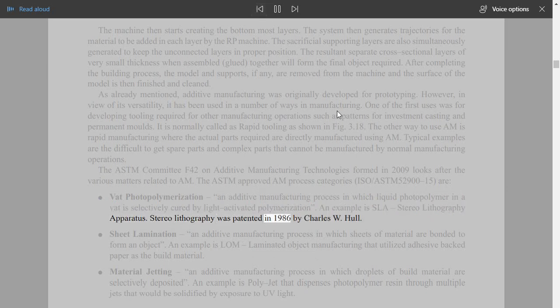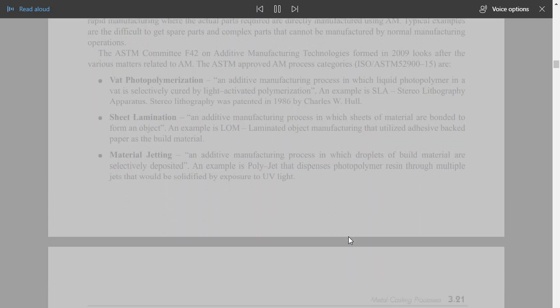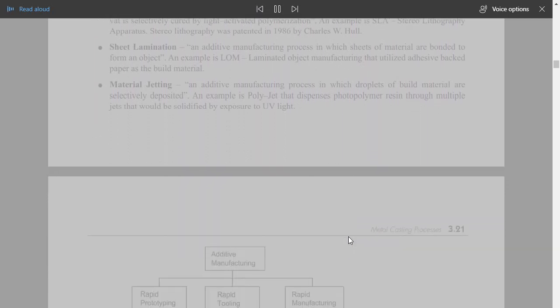Stereolithography was patented in 1986 by Charles W. Hull. Sheet lamination, an additive manufacturing process in which sheets of material are bonded to form an object. An example is LOM, laminated object manufacturing, that utilized adhesive-backed paper as the build material. Material jetting, an additive manufacturing process in which droplets of build material are selectively deposited. An example is PolyJet, that dispenses photopolymer resin through multiple jets that would be solidified by exposure to UV light.